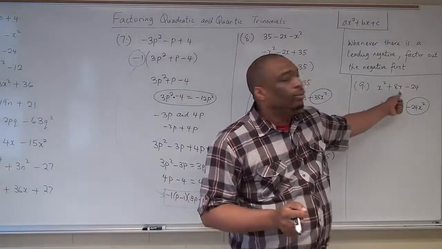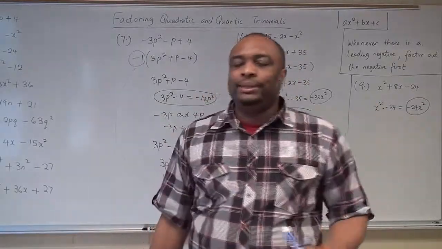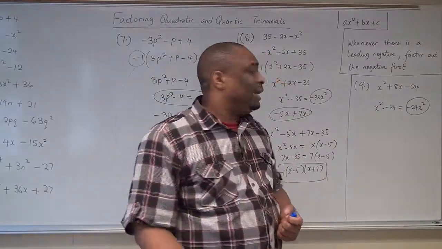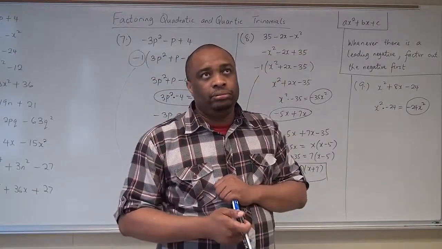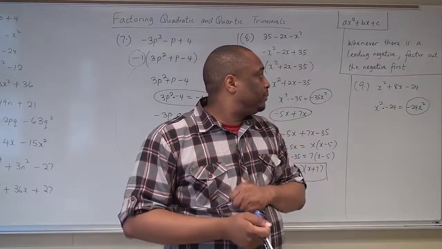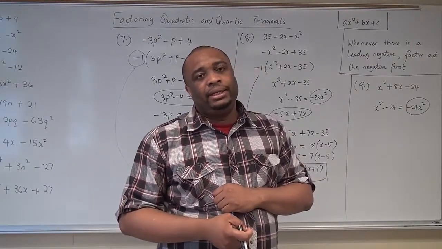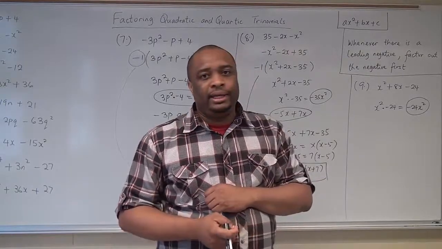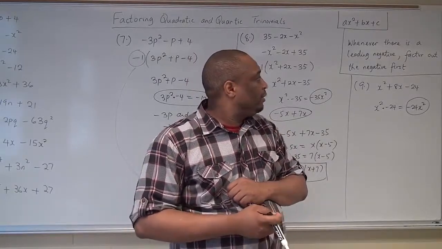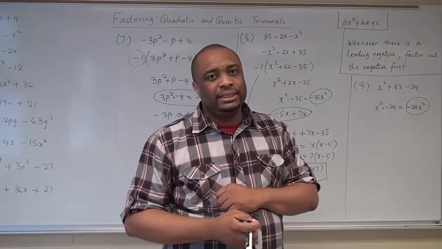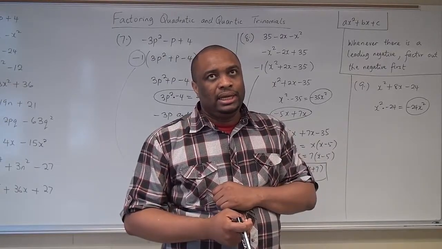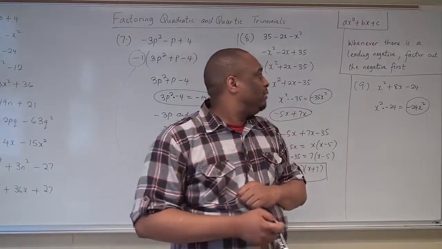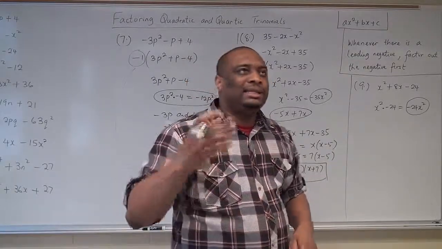I'm looking for who gives me an x. 2 and negative 12 will not work. Negative 2 and 12, which is 10, will not work. 3 and negative 8, which is negative 5, will not work. Negative 3 and 8, which is 5, will not work. 4 and negative 6, negative 2, will not work. Negative 4 and 6, 2, will not work. 5, 6. And that is the thing.